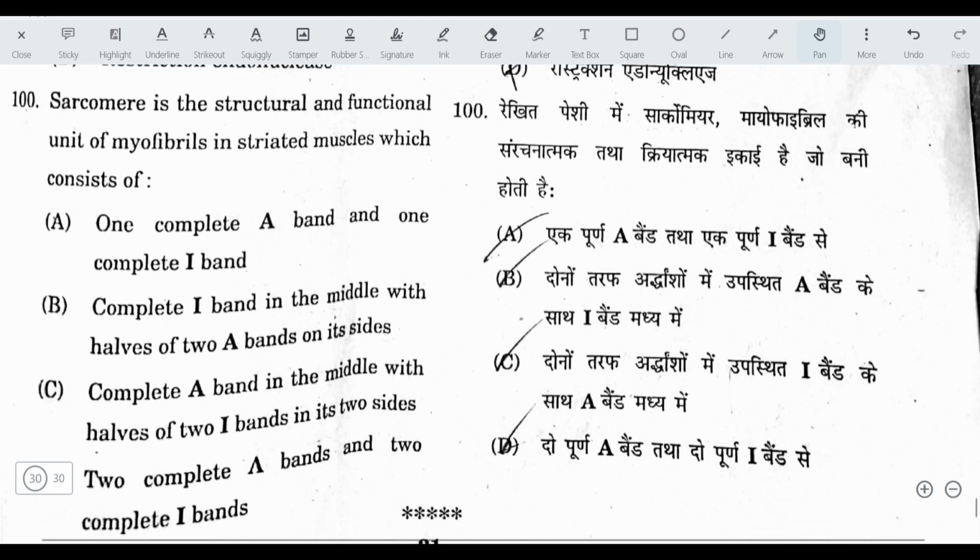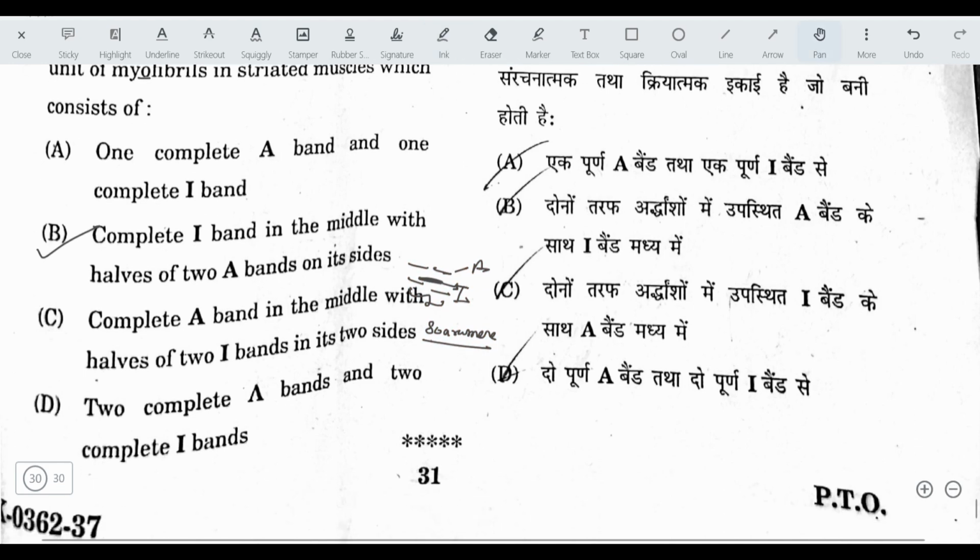Next question: the sarcomere is the structural and functional unit of myofibrils in striated muscles, which consists of a complete I band in the middle with halves of two A bands on its side. This is the I band and these are the A bands. These constitute together the sarcomere, which is the functional unit of muscles. So I hope these 100 questions are clear to you.